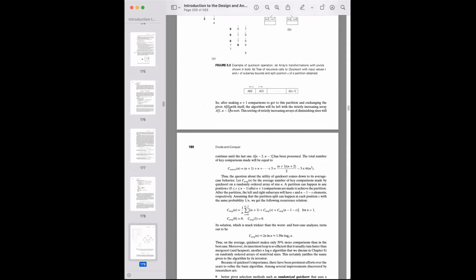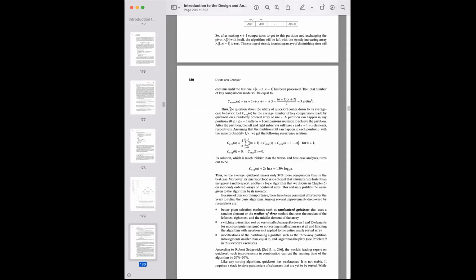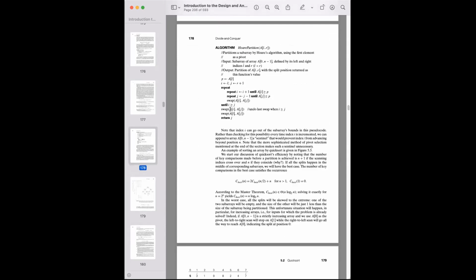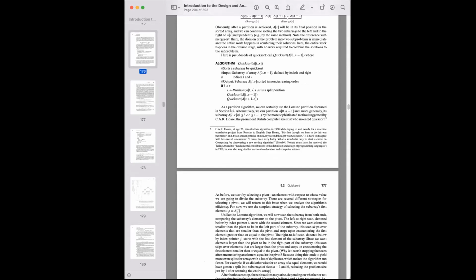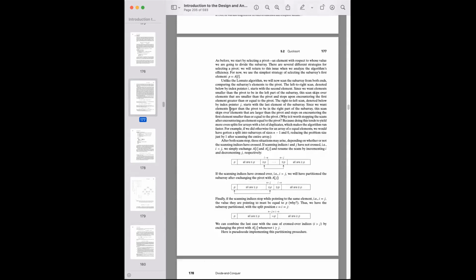Then we should get down... Oh, I guess we had the algorithm for that before, that I probably skipped over. Yeah, we talked about that. We're just going to partition it and then quicksort each half. So that's how that one's going to work.